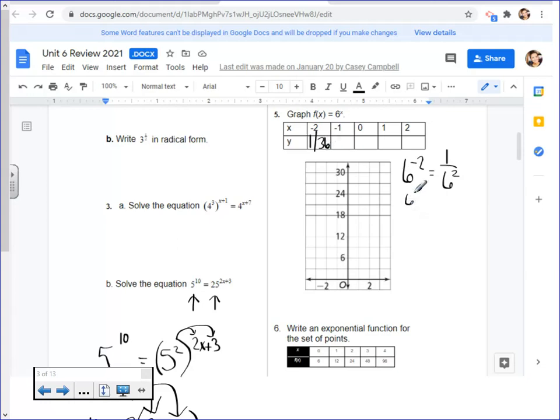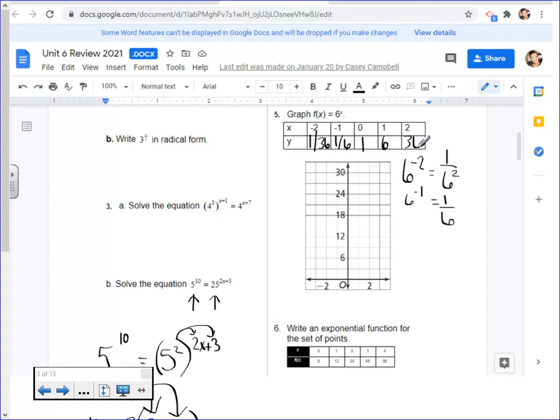Then if I did 6 to the negative first power, it would be 1 over 6 to the first power, which is just 1/6. Anything to the 0 power is 1. 6 to the first power, 6 to the second power.